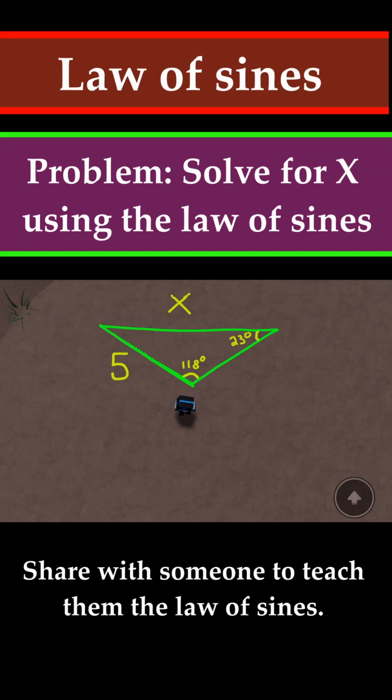In this problem, we have a triangle with side lengths of 5, x, and angles of 118 and 23. To solve for x, we're going to need the law of sines. So let me write that down.